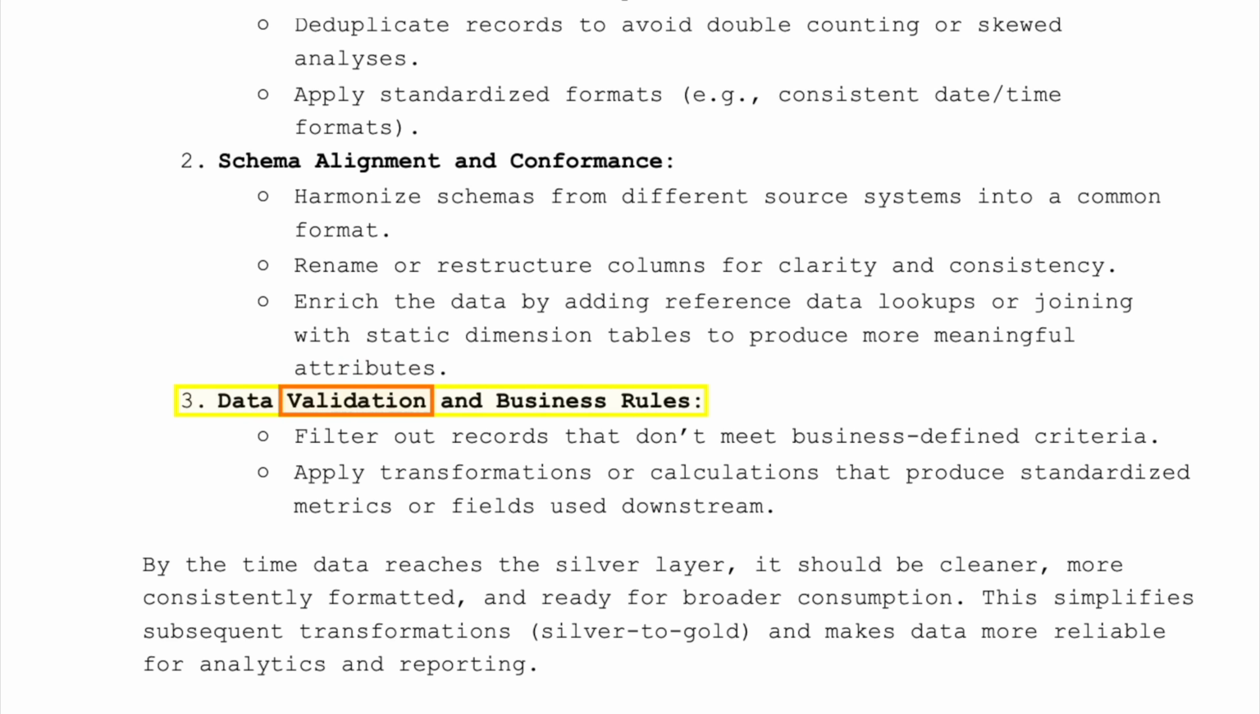3. Data validation and business rules. Filter out records that don't meet business-defined criteria. Apply transformations or calculations that produce standardized metrics or fields used downstream. By the time data reaches the silver layer, it should be cleaner, more consistently formatted, and ready for broader consumption. This simplifies subsequent transformations, silver to gold, and makes data more reliable for analytics and reporting.